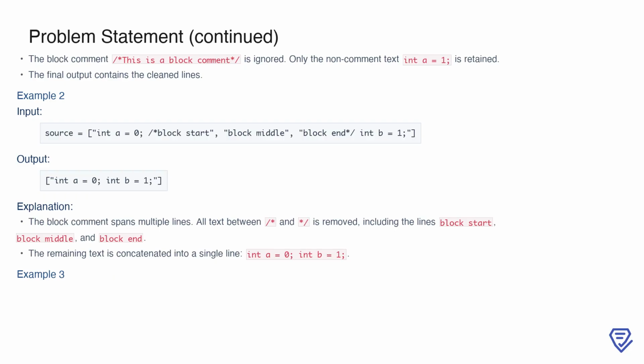In another example, consider a situation where a block comment spans multiple lines. For instance, the input contains int a equals 0, /* block start, followed by the lines block middle and block end */ int b equals 1. In this case, all the text between /* and */ is removed, including the entire second and third lines. What remains is the valid code, int a equals 0, int b equals 1. This cleaned up result is returned as a single line in the output.